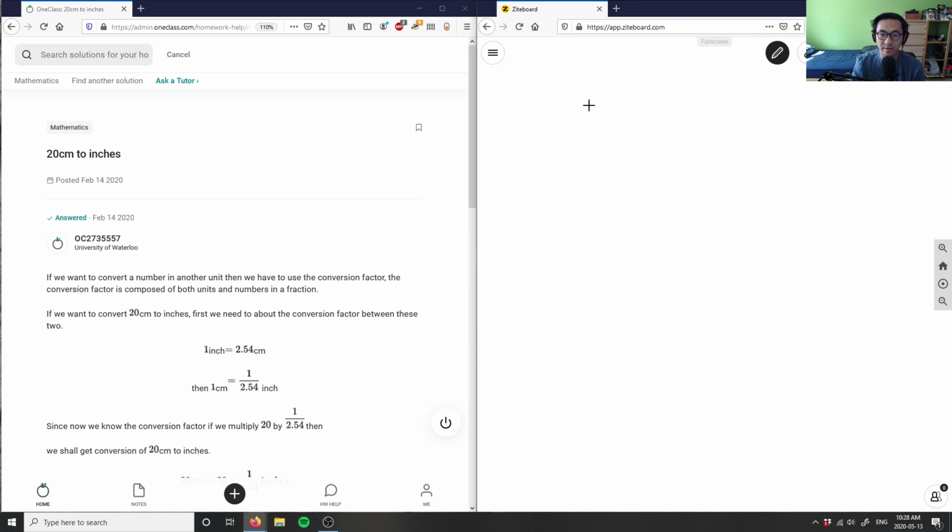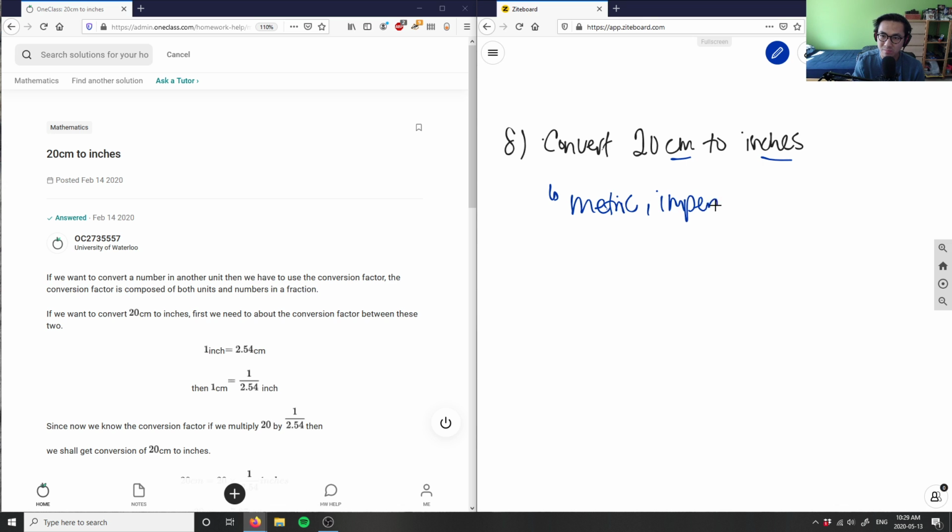Number 8 is asking us to convert 20 centimeters to inches. Lots of conversion questions today. Again, I actually have two different systems here. I have centimeters, which is the metric system, and inches, which is the imperial system, and I'm measuring length in both. So these are two different systems.